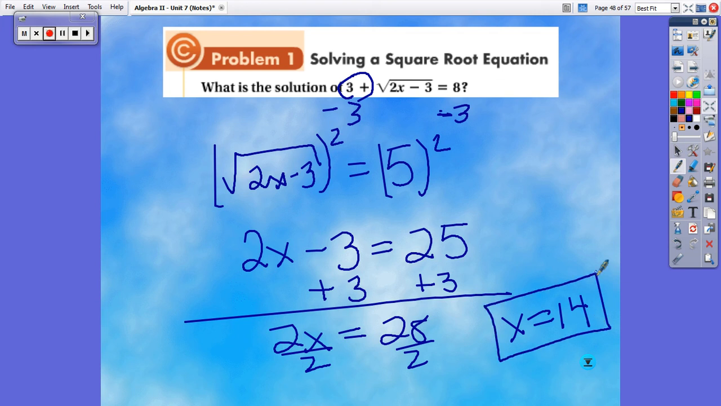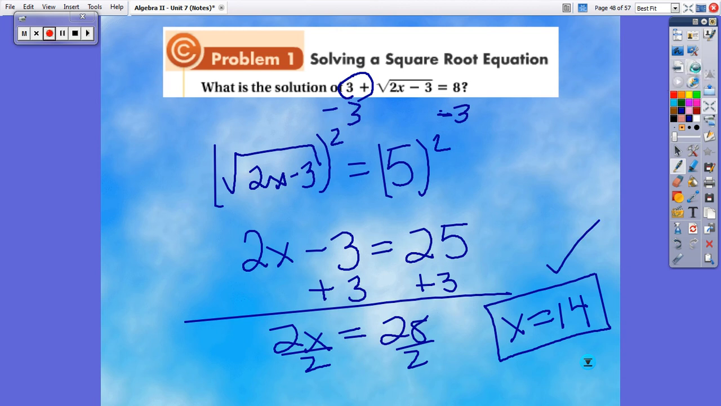The really important thing about this section is that you always go back and check your answers. Because we're dealing with square roots, sometimes you'll get extraneous solutions, and you want to make sure that all of your answers are actually real answers, that you're not taking the square root of a negative number or ending up with a different answer. So you can just quickly go back and check: 2 times 14 is 28, 28 take away 3 is 25, the square root of 25 is 5, and 3 plus 5 is 8, so we're good. That's the correct answer.